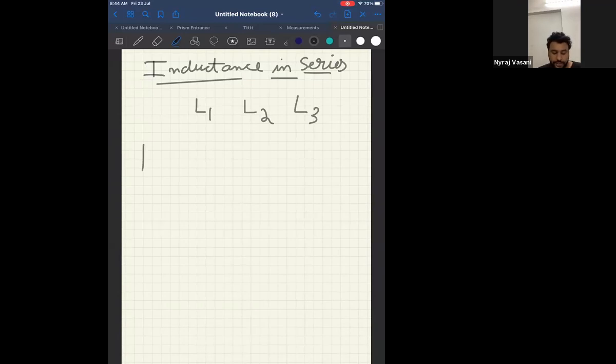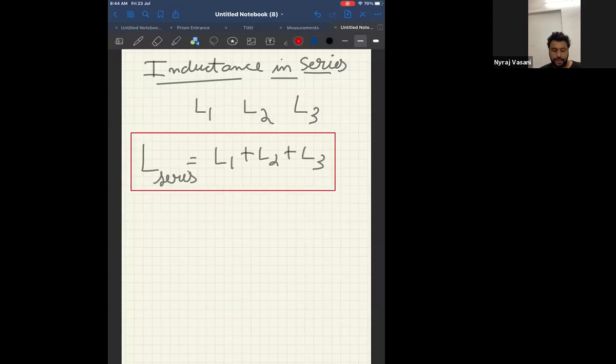Therefore, my equivalent series inductance is nothing but L1 plus L2 plus L3. This is my first formula. It is the same as resistance. When resistances are connected in series, I get equivalent resistance R equivalent equal to R1 plus R2 plus R3. Similarly, over here, I get L series equal to L1 plus L2 plus L3. Is it clear, all of you? So inductance in series is L1 plus L2 plus L3. Clear?